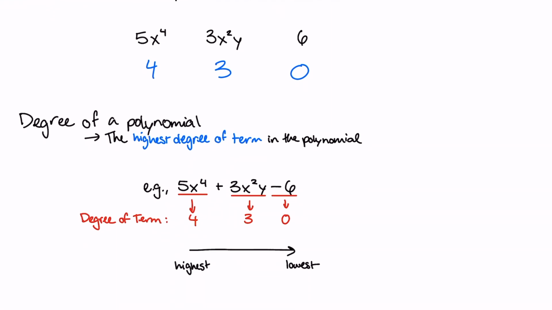The degree of a polynomial is the highest degree of term in the polynomial. So all you have to do is find the degree of each term, and the highest one is the degree of the polynomial. For example, we have the expression 5x to the 4 plus 3x squared y minus 6. 5x to the power of 4 has a degree of 4. 3x squared y has a degree of 3, and negative 6 has a degree of 0. Since the highest degree of term is 4, 4 is the degree of the polynomial.